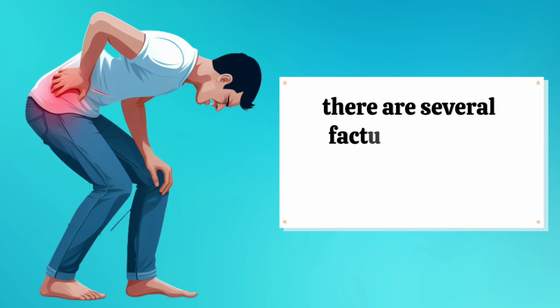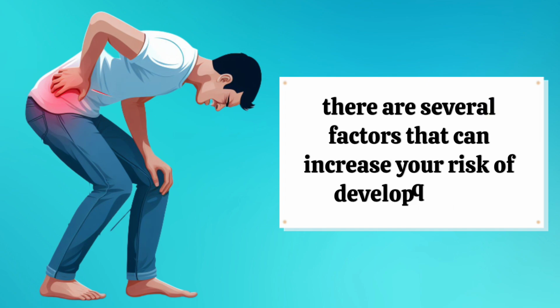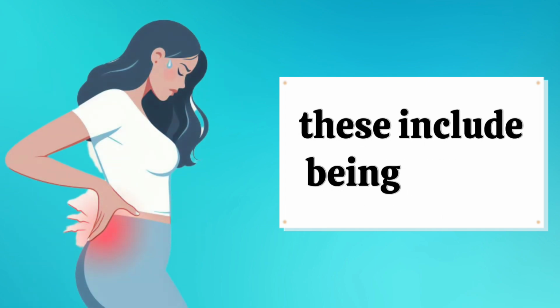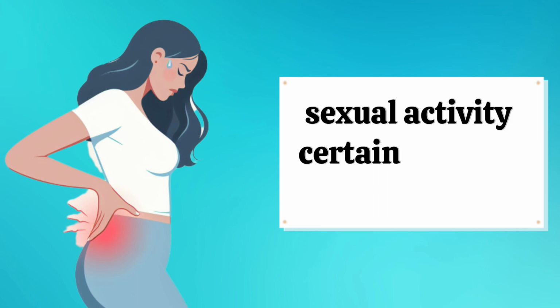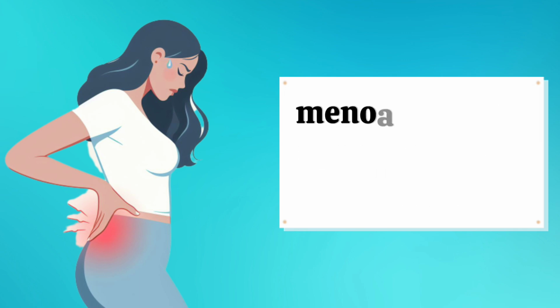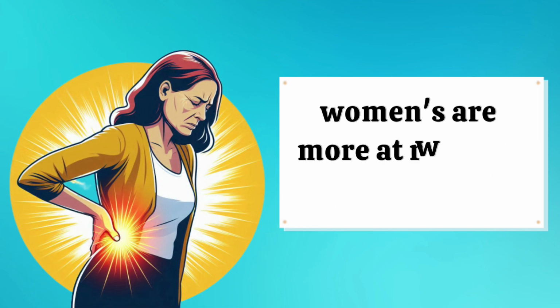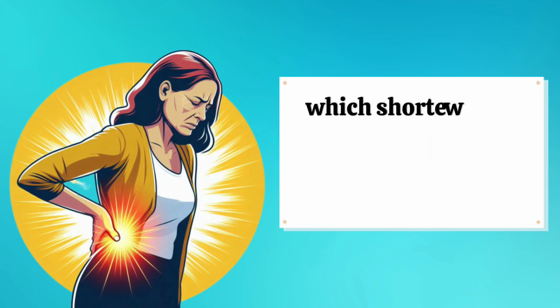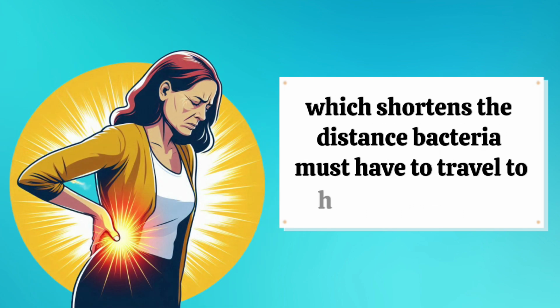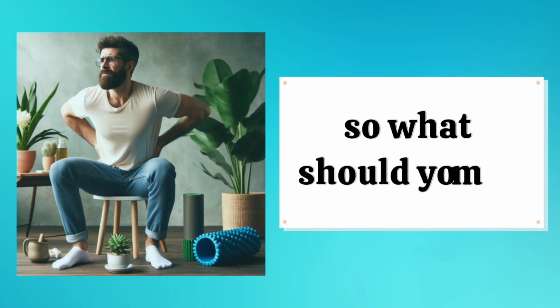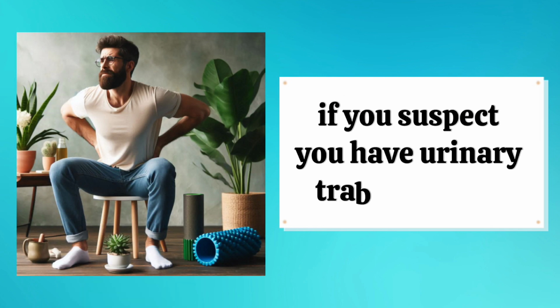There are several factors that can increase your risk of developing UTIs. These include being female, sexual activity, certain types of birth control, menopause, and urinary tract abnormalities. Women are more at risk due to their anatomy, which shortens the distance bacteria must travel to reach the bladder. So what should you do if you suspect you have a urinary tract infection?